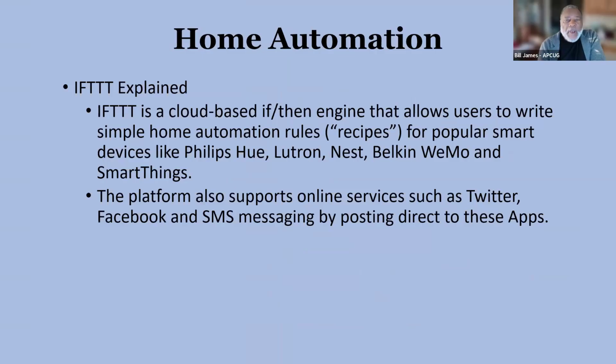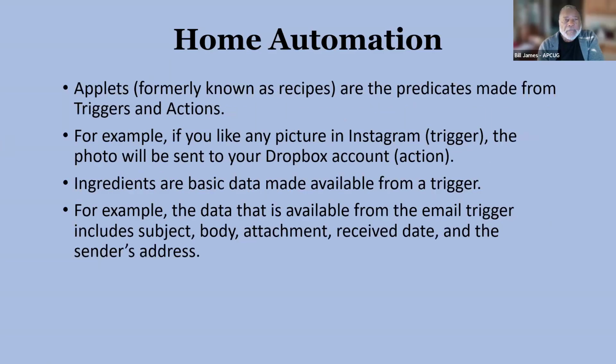So if I was to explain that more in detail, it allows you to write simple home automation rules, which are referred to as recipes, for many devices like Philips Hue, Lutron, Nest, Belkin, Wemo, and SmartThings. And it also supports online services such as Twitter, Facebook, and SMS messaging by posting direct to those applications.